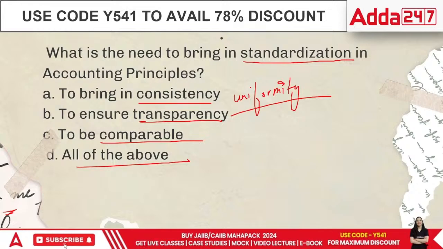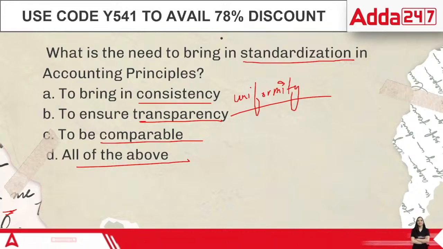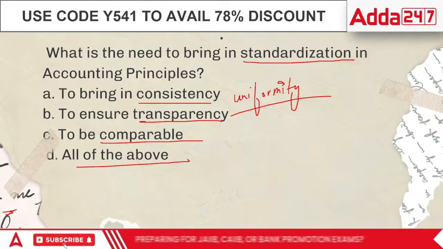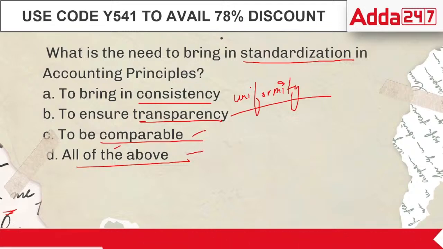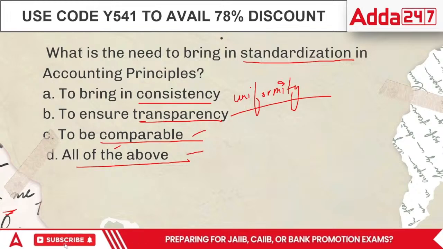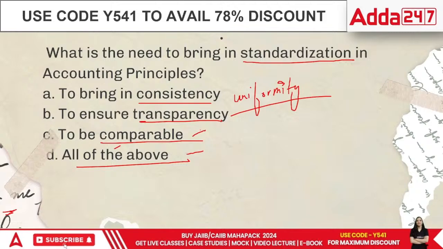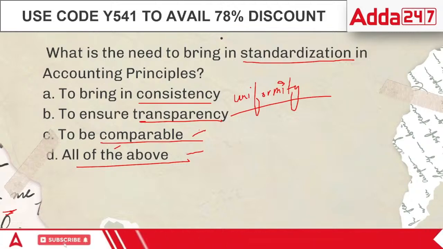So in this case, the correct answer would be all of the above. It is just to make it uniform. Uniform means our present situation and our past situation as well. And along with this, we are also reviewing what is going to happen on our daily basis as well. Okay?